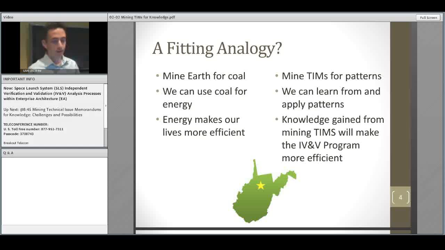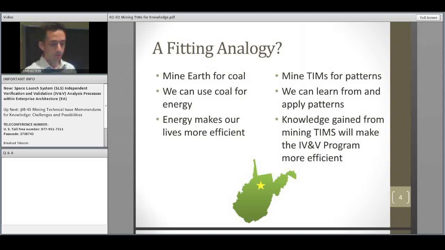and now it gets to that. What I propose is that we mine TIMs for patterns, and I'll get a little bit more into what a pattern is here. Once we mine the earth for coal, we use the coal for energy. And once we find these patterns in TIMs, we can learn from and apply these patterns to our daily work here in IV&V or for the organization of choice.